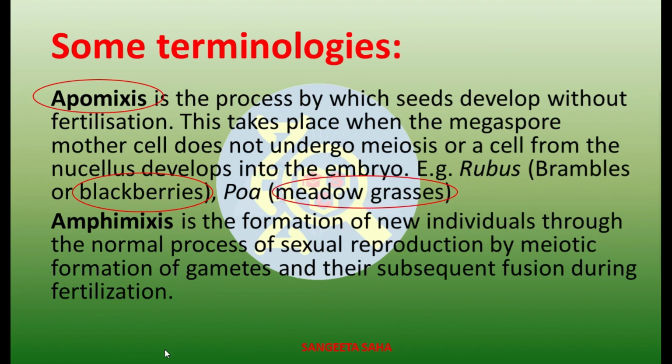Another important terminology which you should know is amphimixis. Students get confused with apomixis. So amphimixis is the normal process of sexual reproduction where meiosis occurs and subsequent fusion takes place during the fertilization process. So this was all about the seeds and fruits. Hope you have understood. Thank you.